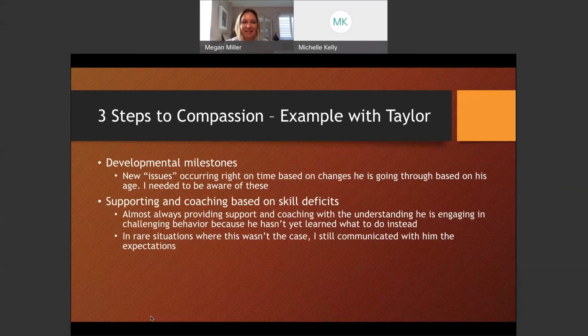So with my son, Taylor, some of the things that I've noticed for him, how important developmental milestones are. New issues seem to occur with him right on time based on changes he is going through based on his age. And I needed to be aware of this. So we had your typical things that toddlers tend to have difficulty with: transitions, tolerating no, waiting, all of that kind of stuff. But there's a whole lot of other things that happen as children get older. He's almost 6 now. And even now he's very much in this phase where it's like, I want what I want when I want it. And like learning that, you know, again, wait is a thing.